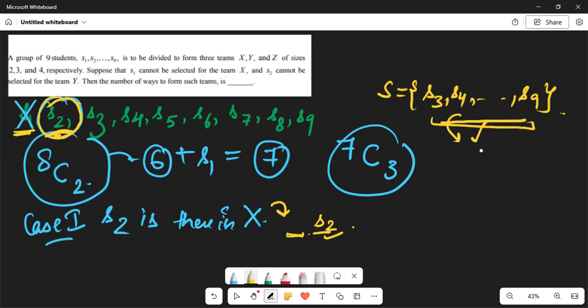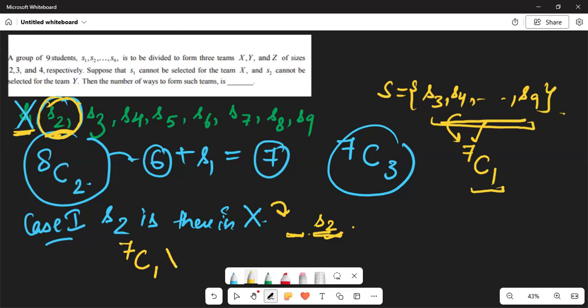Out of these 7, we need just one. We have to fill 2 slots in X. S2 is already taken, so just 1 slot is remaining. So out of these 7 students, we need just 1 student. So 7C1. So this is for X.